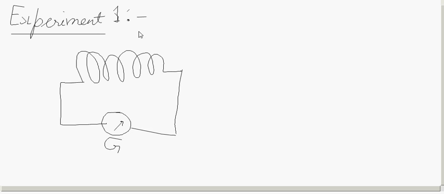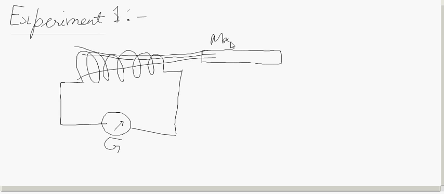A coil was taken, and then a magnet was moved near the coil and away from the coil. A magnet was moved relative to a coil. The coil here is stationary and the magnet was moved. When the magnet is moved away from the coil or towards the coil, the galvanometer showed some deflection. That indicates that there is an induced current.